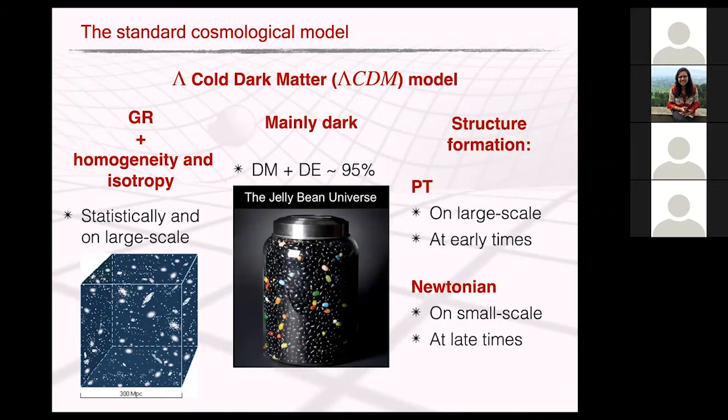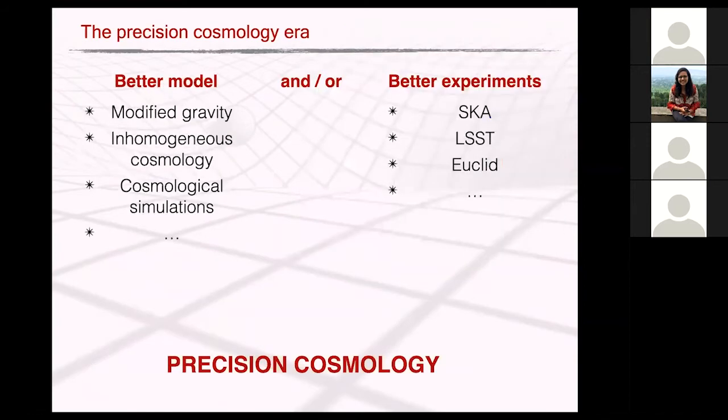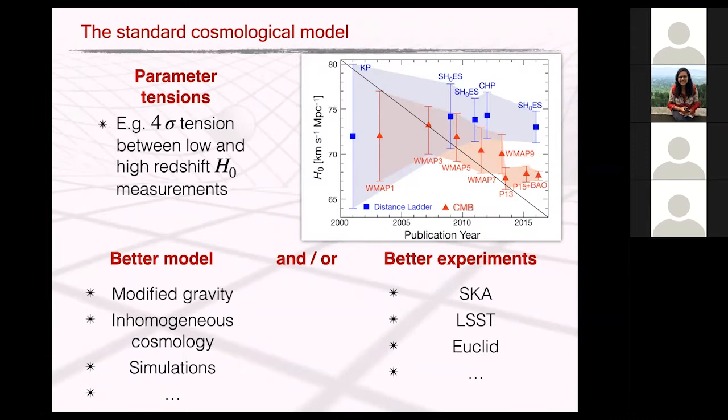And also the structure formation is modeled by perturbation theory at early times on large scales and using Newtonian dynamics at late times on small scales, where the nonlinearities become important. The key parameters of the Lambda CDM model have been tested by multiple techniques with a precision better than a few percent. However, with the improvement in cosmological observations, some tensions have appeared, especially between measurements done at low and high redshift.